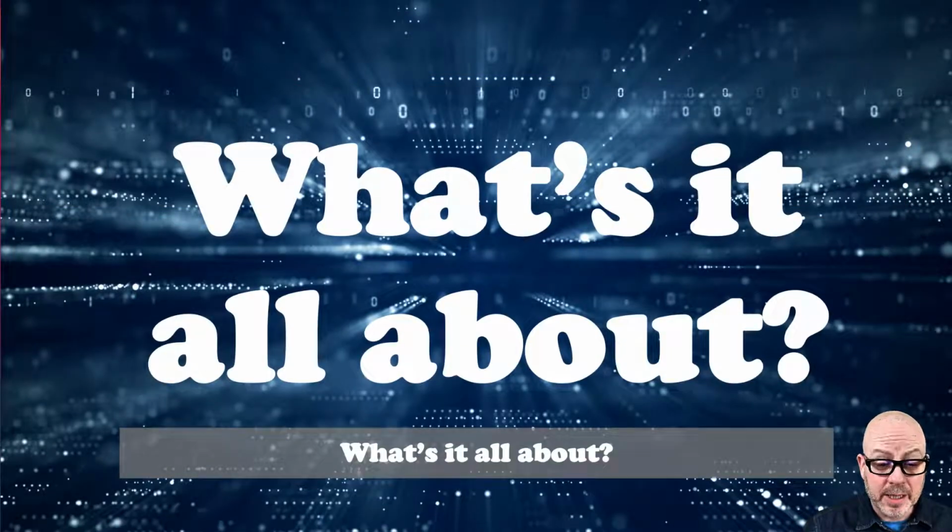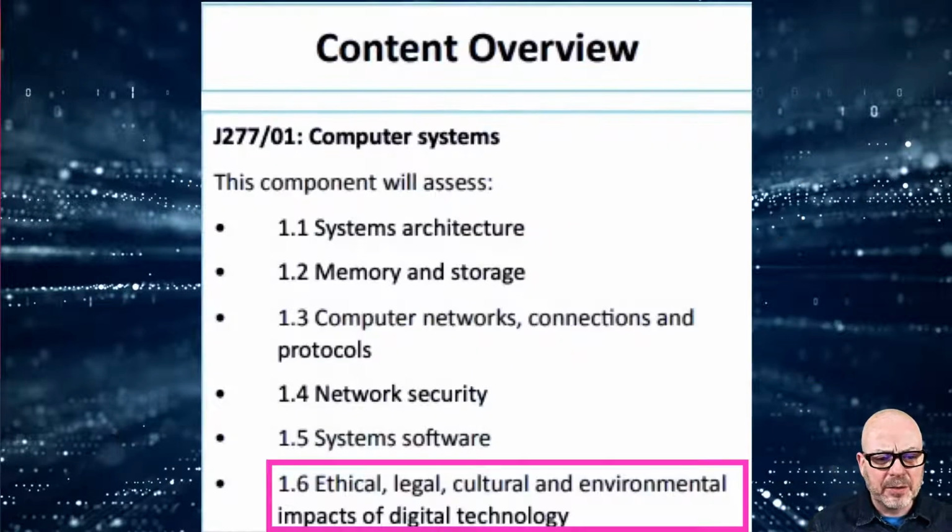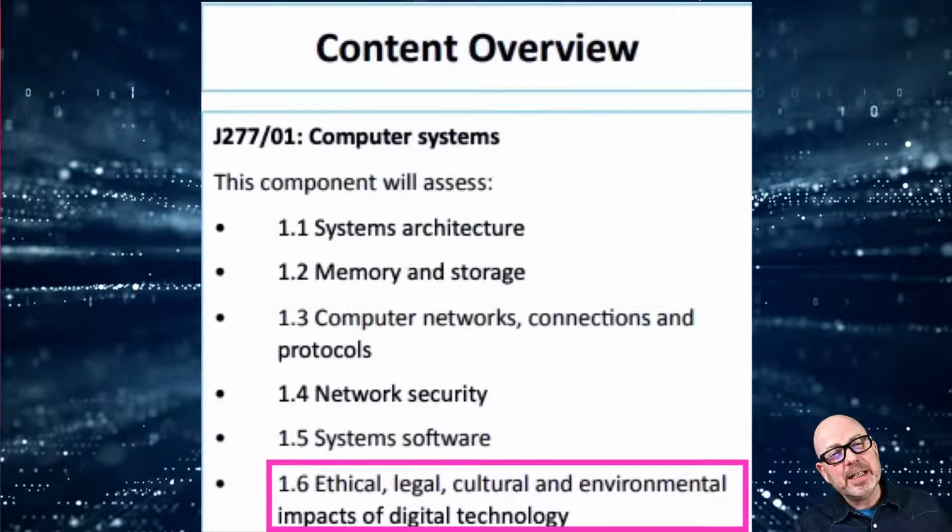I think I put this one in next. No, I didn't. What's it all about? Legal, ethical, moral. So this is I think the very last one that we have to do on paper 1. So we've covered system architecture, memory and storage, computer networks, system security, system software, and then here we are. This is the last one. We go on to paper 2 next. We're doing something slightly different with paper 2.